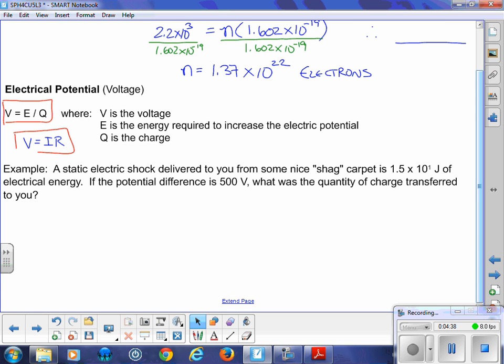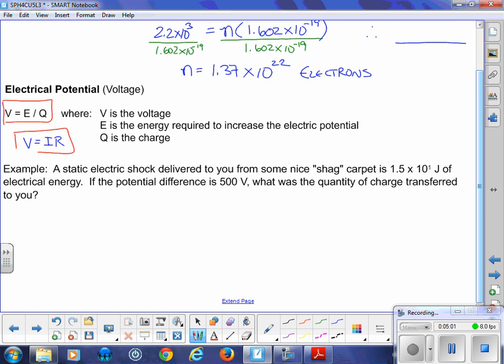All right, so the example for this one: a static electric charge delivered to you from some nice shag carpet is 1.5 times 10 to the 1 joules. So 15 joules, that's that shock when you touch the doorknob. If the potential difference is 500 volts, what was the quantity of charge transferred to you?